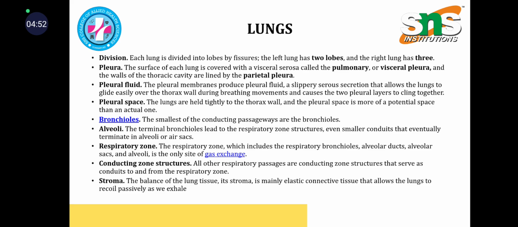Conducting zone structures. All the other respiratory passages are conducting zone structures that serve as the conduits to and from the respiratory zone. Stroma. The balance of lung tissue is its stroma. It is mainly elastic connective tissue that allows the lungs to recoil passively as we exhale.